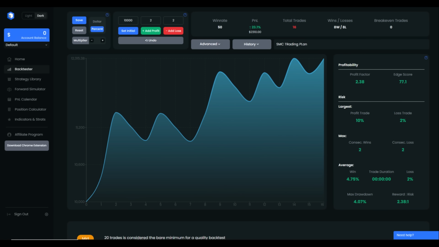Now, these are the results we have got after backtesting this trading plan on the euro-dollar pair for a month. We had taken 16 trades during this period. Although our win rate was 50%, we gained 23% profits. Our profit factor was 2.38, and we only suffered a 4.75% drawdown.